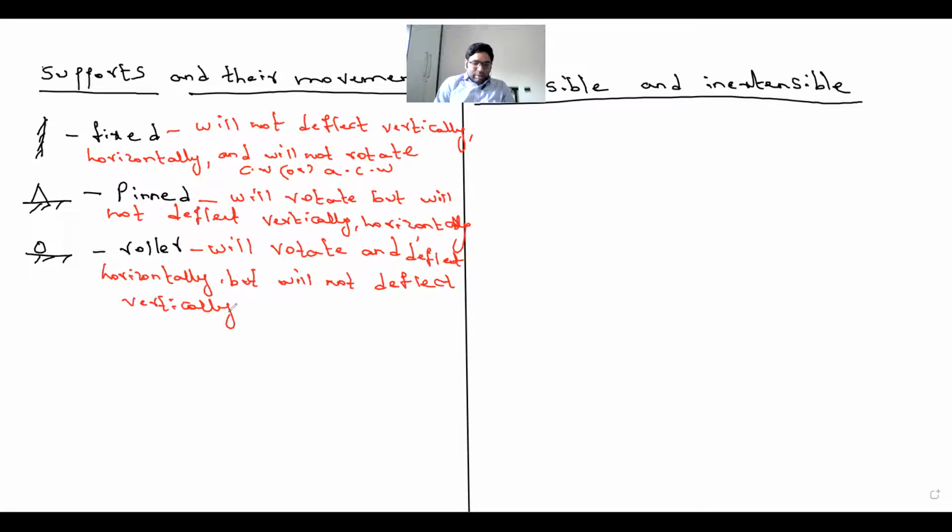Okay, so we have three supports. Now, let us try to understand; I will draw a table. Support, type of support, reactions and movements.